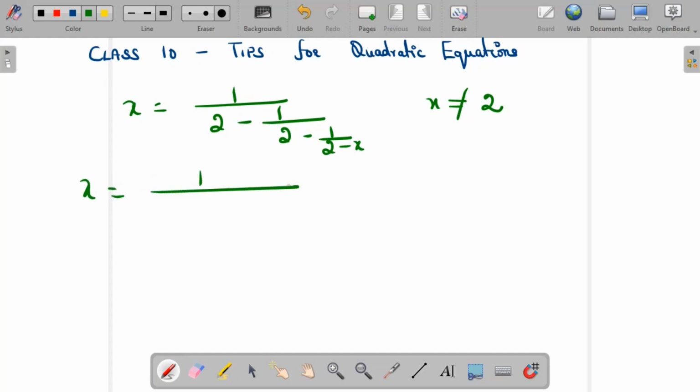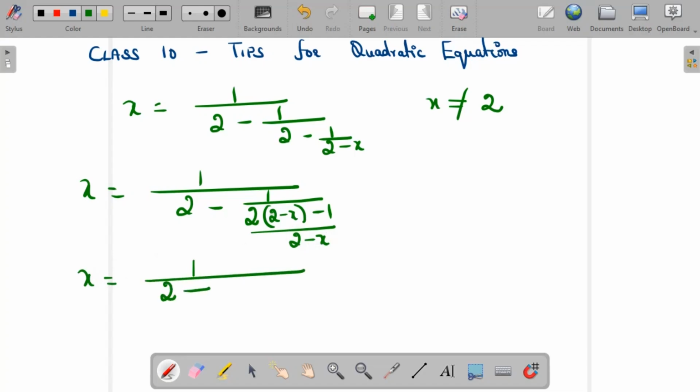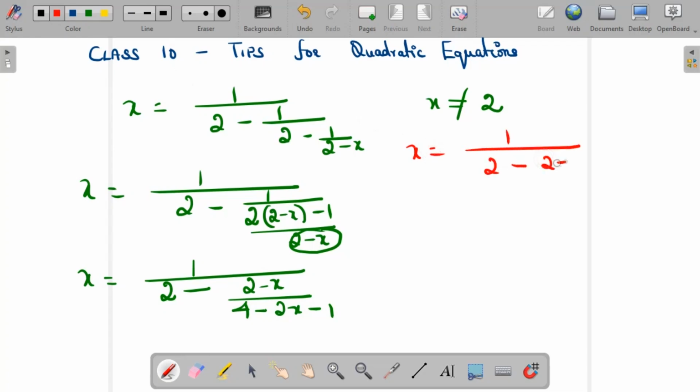So x is equal to 1 divided by 2 minus, here alone I'm going to take the LCM, so it is 1 divided by 2 minus, and this part is what I'm taking the LCM of. So 2 into (2 minus x) minus 1, divided by 2 minus x. So x is going to be written as 1 divided by 2 minus 1. I'm going to flip the denominator as numerator. So it is (2 minus x) divided by (4 minus 2x minus 1). So now I can simplify this x again. So x is equal to 1 divided by 2 minus (2 minus x) divided by (3 minus 2x).